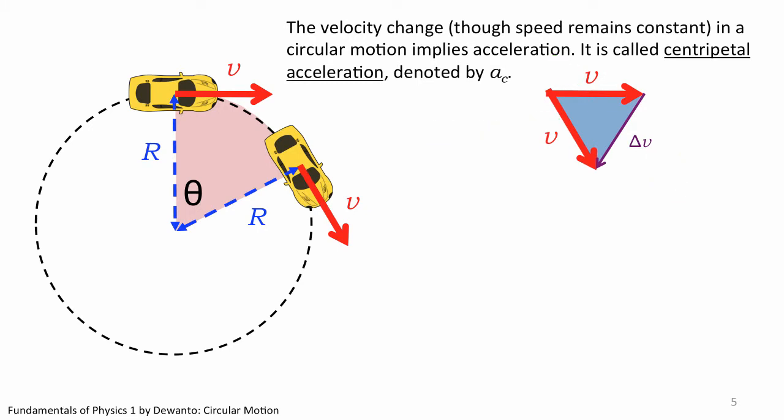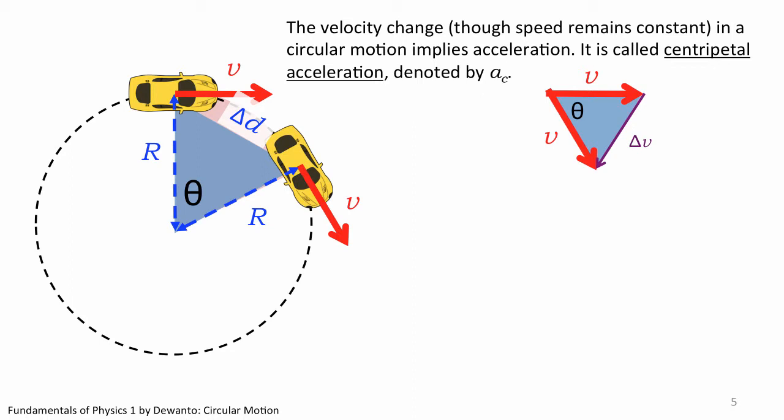Not only that, the two red velocity vectors will also form the same angle as the angular displacement, which implies that the triangle formed by the two velocity vectors and the change in velocity vector is similar to this triangle, formed by the two radii and the displacement of the car. Two triangles are called similar if they both have the same angles, which these two triangles obviously do.